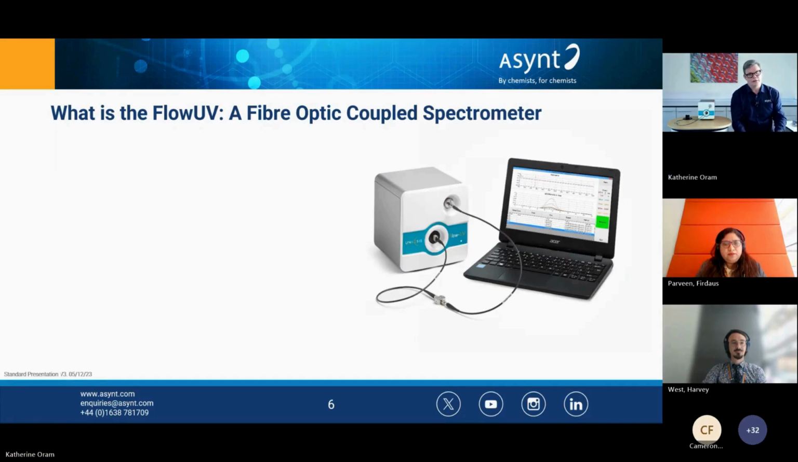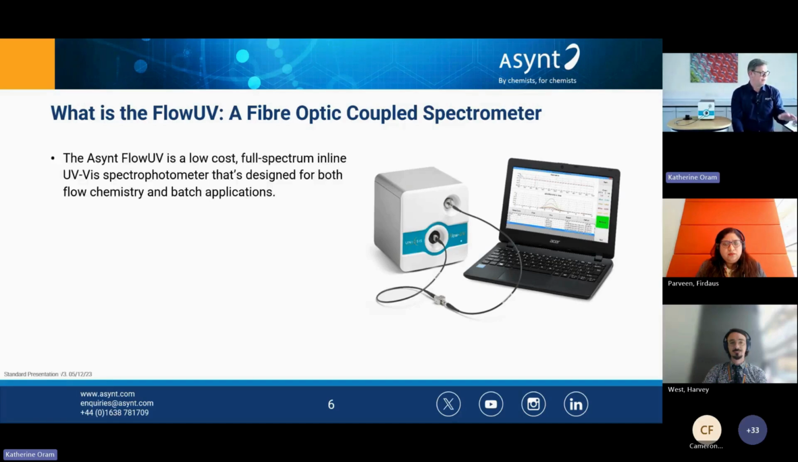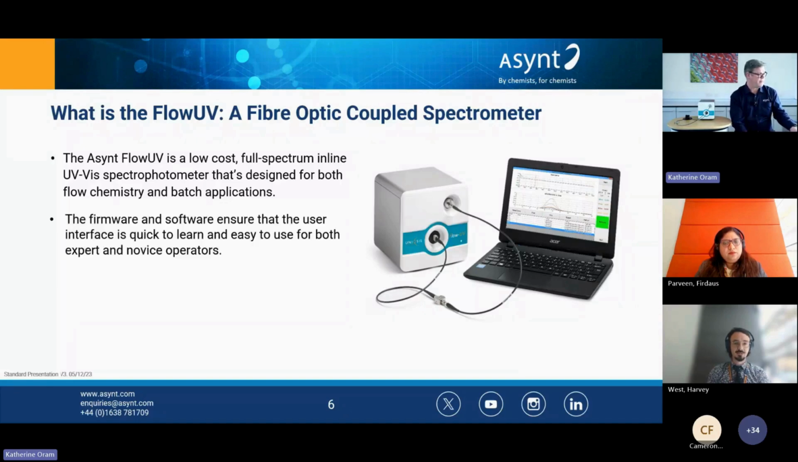We are going to be talking about our fiber optically coupled spectrometer, and there's a real differentiation between fiber optic spectrophotometers and traditional bench systems. But the Asynt FlowUV, as you can see here, is a low-cost full spectrum inline UV-vis spectrometer. It can be used for both batch and flow applications. There's a huge number of sampling devices that we can use coupled to the fiber optics.